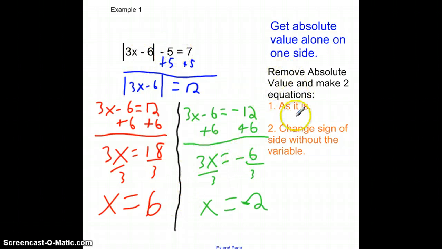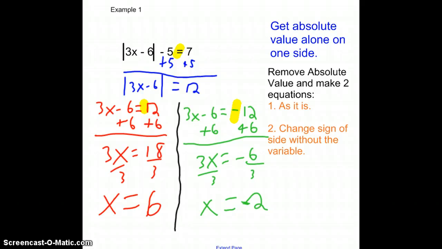So the main thing you have to remember is to get the absolute value alone, and then you make two equations. Remember, we changed the sign of the one, so this became negative 12 and this one here is positive 12. This is how we're solving absolute value equations.